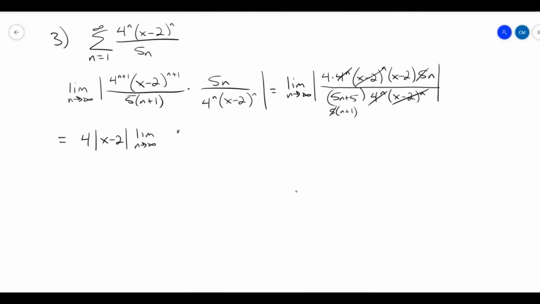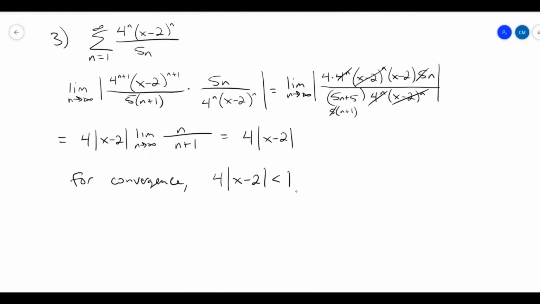So we still have an n up there in the numerator, and an n plus 1 in the denominator, but that's it, right? Everything else we've either taken out or it's canceled. Now, what is that limit? Well, n over n plus 1 as we go to infinity is just 1, and so our limit here is 4 times the absolute value of x minus 2. That is the quantity, according to the ratio test, for convergence. That quantity has to be less than 1.